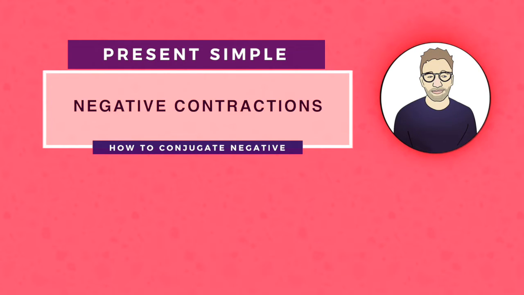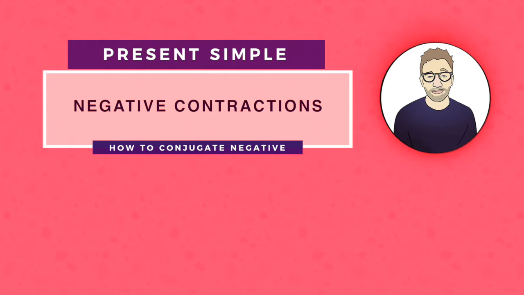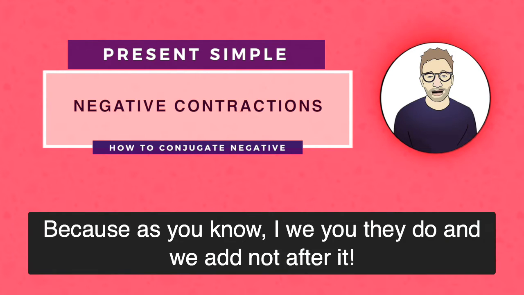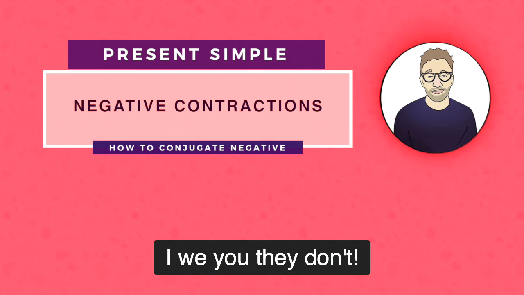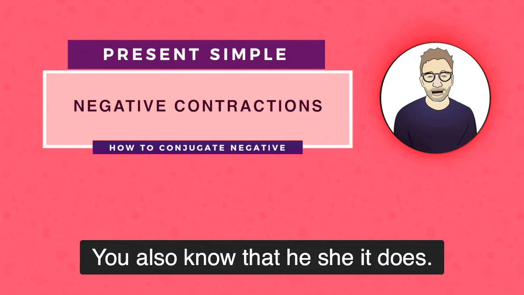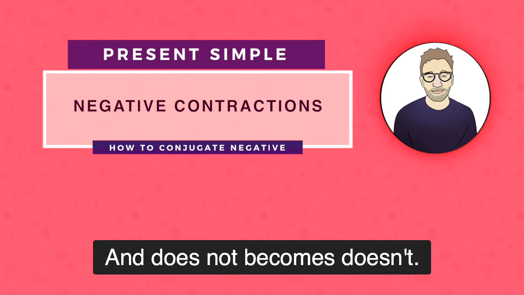Negative contraction. Don't and doesn't are short forms, contractions of do not and does not. Because, as you know, I, we, you, they do, and we add not after it, and do not becomes don't. I, we, you, they don't. You also know that he, she, it does, and we add not after it, and does not becomes doesn't.